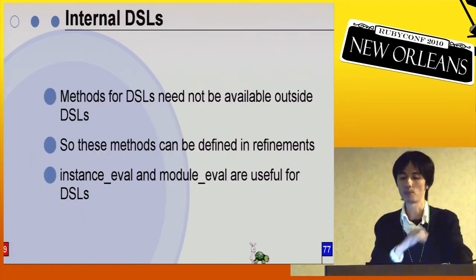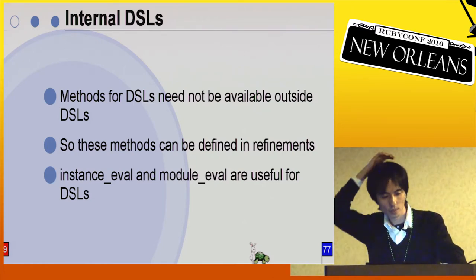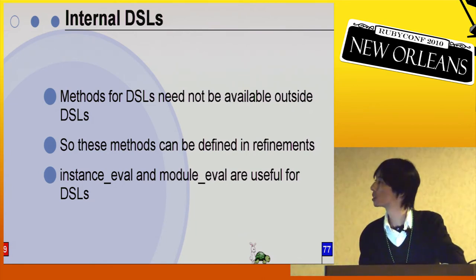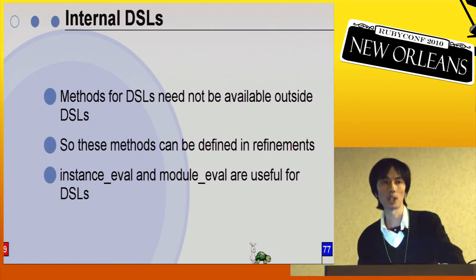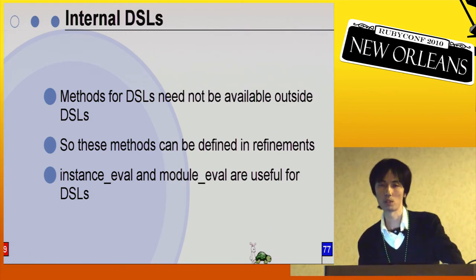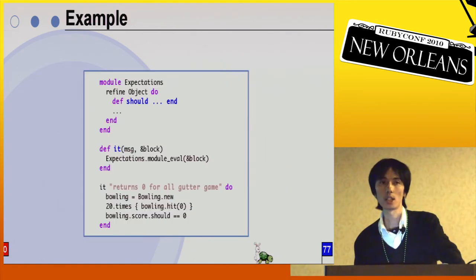And refinements can be useful for internal DSLs. Methods for DSLs need not be available outside the DSLs. So these methods can be defined in refinements. instance_eval and module_eval are useful for DSLs. This is an example.